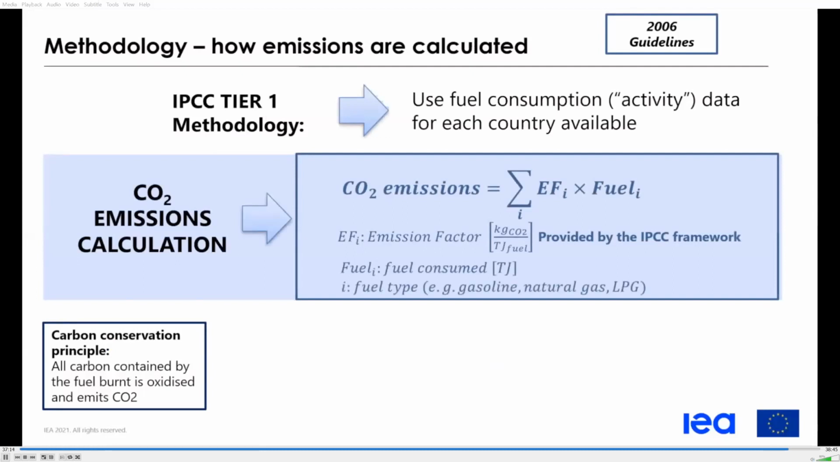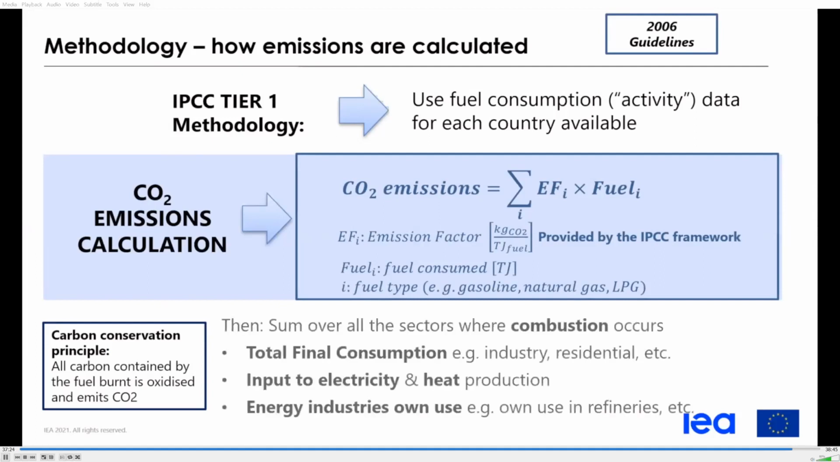The computation follows the concept of conservation of carbon, which assumes that all carbon contained by the fuel burnt is oxidized and emits CO2. Emissions are then summed across all fuels and all sectors to obtain the national totals.